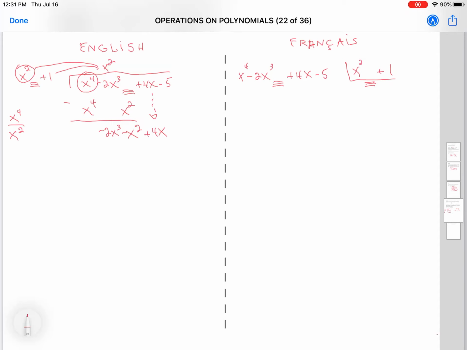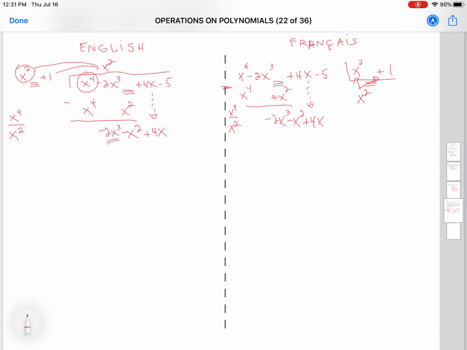Now let's do the same thing on the French side. x⁴ divisé par x² is x². We put it under instead of putting it over, but of course it's the same thing. This time we do x squared times x squared and x squared times 1. So x⁴ plus x squared. We subtract and get minus 2x³ minus x squared. Bring down the 4x, and we are ready to roll again.